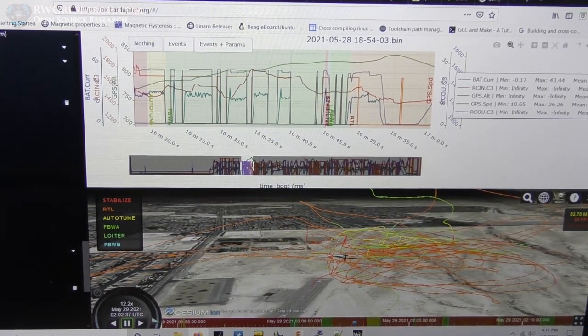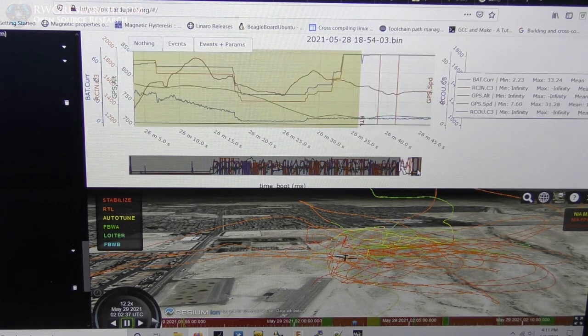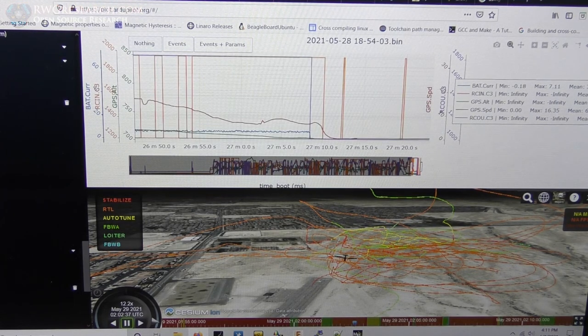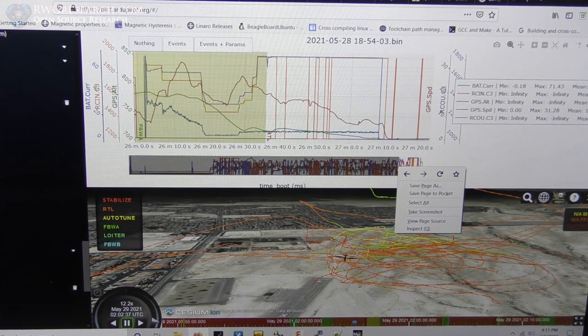Now here's the cool thing. We can go look at the end of the flight. So let's put this at the end of the flight, and let's look at what the data shows us. I'm going to make this a little bigger so we can see it.